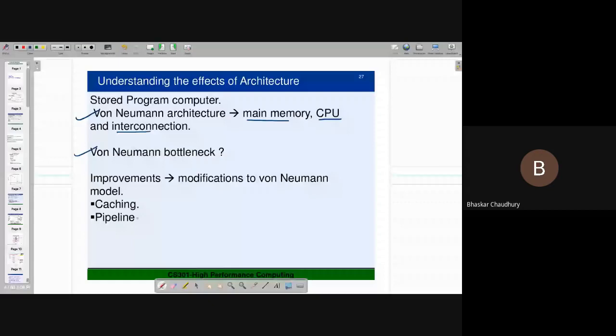In addition to these two important modifications, there are some other improvements which have also been made, which we'll discuss gradually. But before we go there, if you're trying to understand the effect of architecture on a code, first we should understand what we are going to get from the code and how we can interpret that.